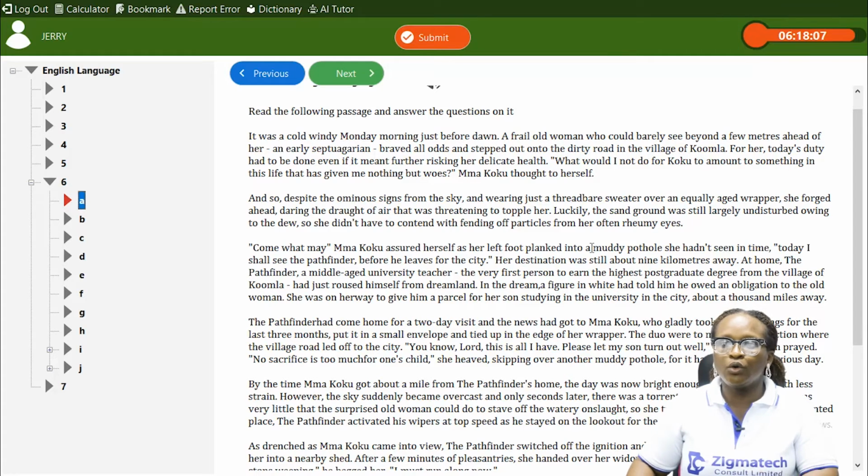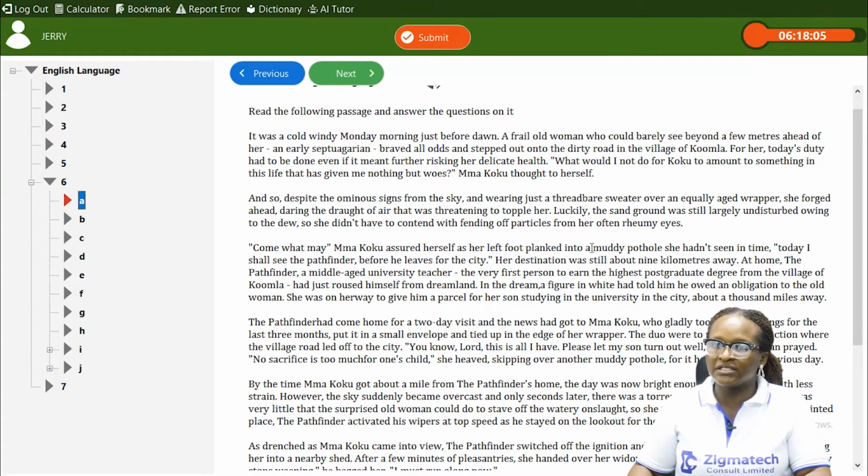All right, braved all odds and stepped out onto the dirty road in the village of Comia. For her, today's deal had to be done, even if it meant further risking her delicate health. The word delicate, delicate health. All right, let's continue. When we go through the questions, we'll see the words we are going to look out for their meanings. So what would I not do for Koku to amount to something in this life that has given me nothing but woes? Mma Koku thought to herself.